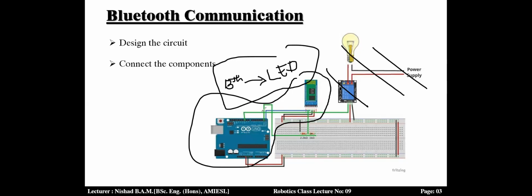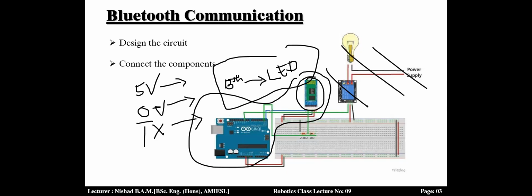Firstly, you have to connect the circuit. Yesterday I showed you how to connect it. You have to give 5 volts to the Bluetooth module, and 0 volts, that means ground. Then it has a TX pin, and that TX pin should be connected to the Arduino's RX pin.